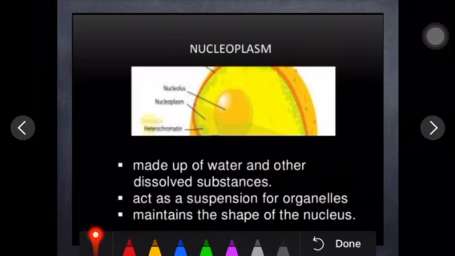As you know, the word suspension is also common in automobile vehicles, where it provides support and works like a cushion, right? Similarly, nucleoplasm protects from any jerk or damage and maintains the shape of the nucleus. These are the roles of nucleoplasm. The fluid in the nucleus is called nucleoplasm.